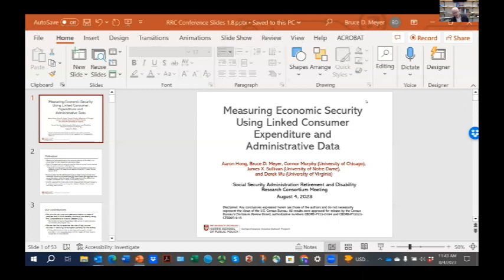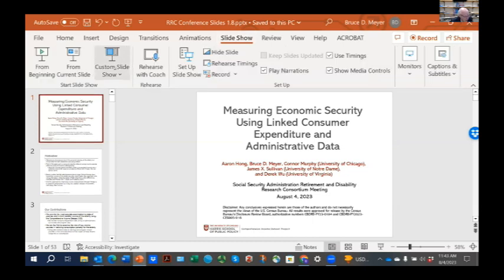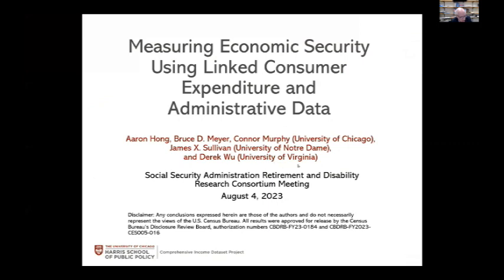We're going to move right on to panel 4. Panel 4 returns to the research projects conducted by the 4 centers. The panel is titled Economic Security of Social Security Benefits, Beneficiaries. We'll have the same format as yesterday with 3 research presentations, Q&A.